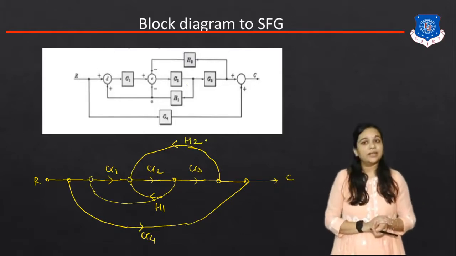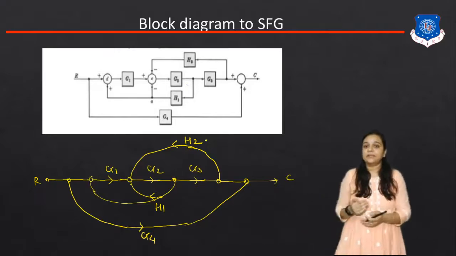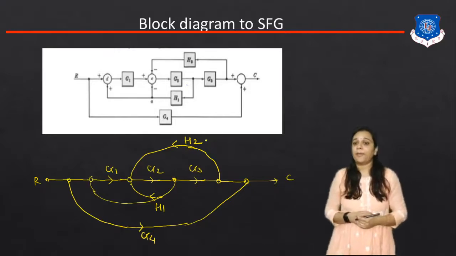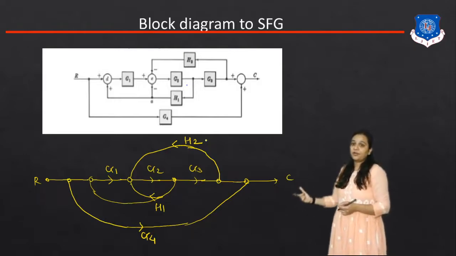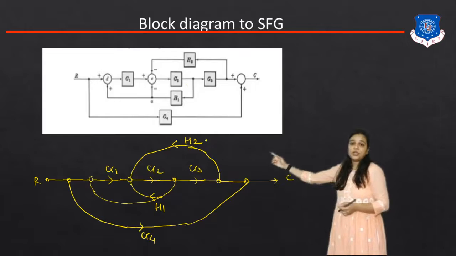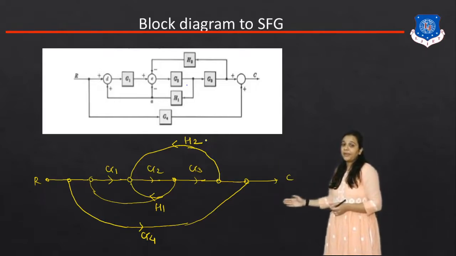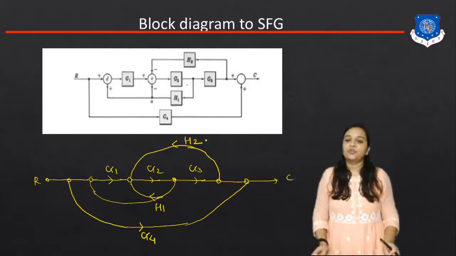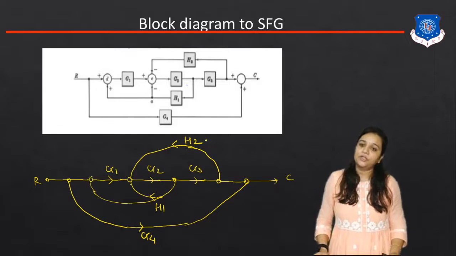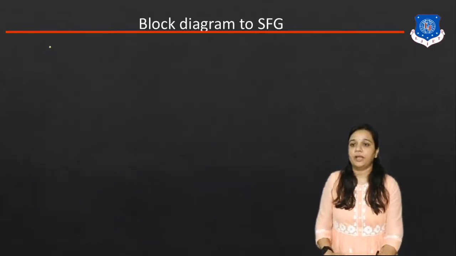Now you have to decide how many forward paths and how many feedback paths there are. In this signal flow graph, the first forward path is G1, G2 and G3. The second forward path is only G4, and H1 and H2 are my feedback paths. So now you have to apply Mason's gain formula.